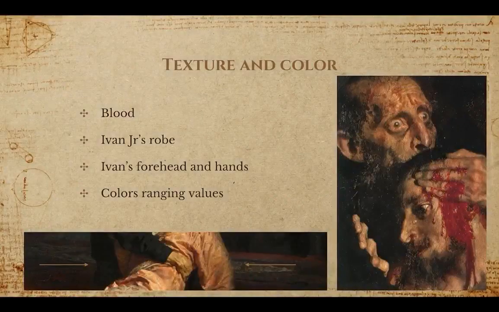One of the formal elements that we can see is the sticky texture of the blood on Ivan Jr.'s head, dripping over Ivan the Terrible's hand as he tries to stop the bleeding in desperate attempts to save his son's life. This immerses the audience in the murder scene as eyewitnesses. We can also notice the smooth, shiny texture of Ivan Jr.'s silk robe that shows the audience how luxurious the royal's life was at this time.